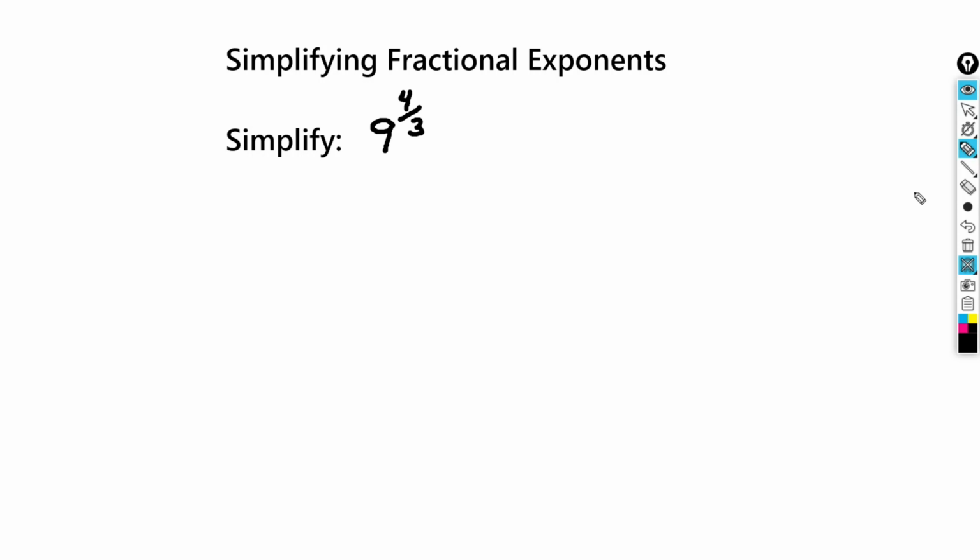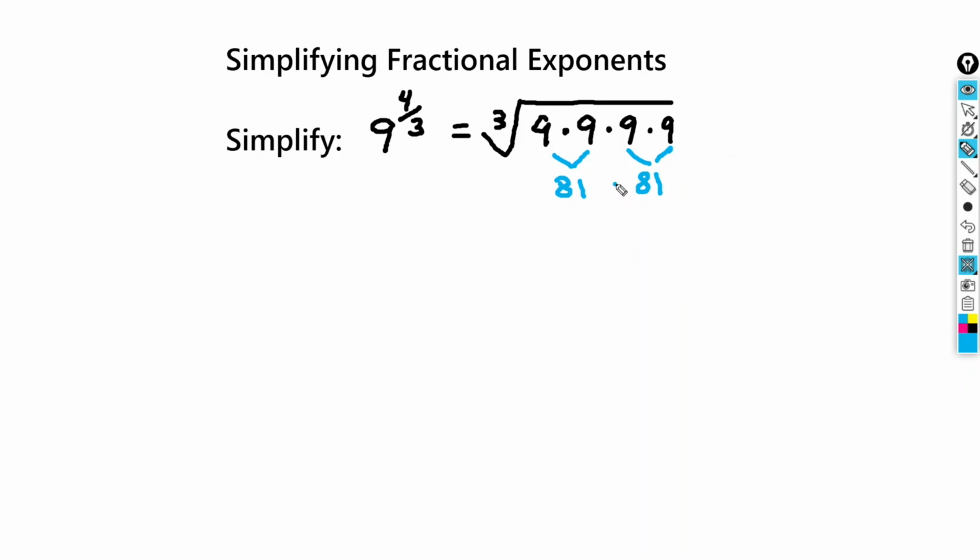Okay, I think we're going to do this as a last example. So we're going to simplify the exponential expression 9 to the 4/3 power. So that's like the cube root of 9 to the 4th power. So let's write the cube root of 9 to the 4th power, which is 9 times 9 times 9 times 9. Okay, so 9 times 9 is 81. This is also 81, so we have 81 times 81.